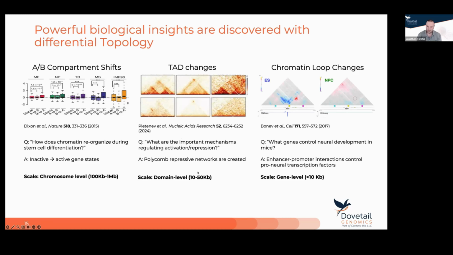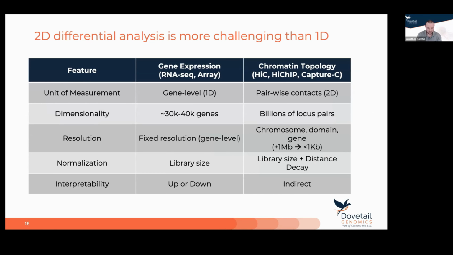You can also do this, of course, at the chromatin loop level. So now we're asking gene-specific questions. Which genes control neural development? What are the enhancer promoter interactions that lead to the activation of transcription in my cell system? This is just an example in mice, actually, showing the emergence of neural-specific enhancer promoters that are created. So lots of really interesting things that we can do with differential analysis.